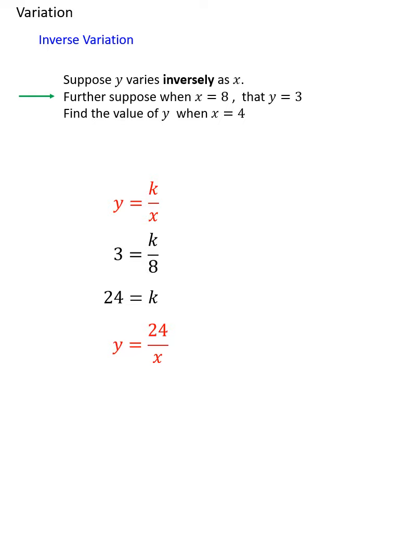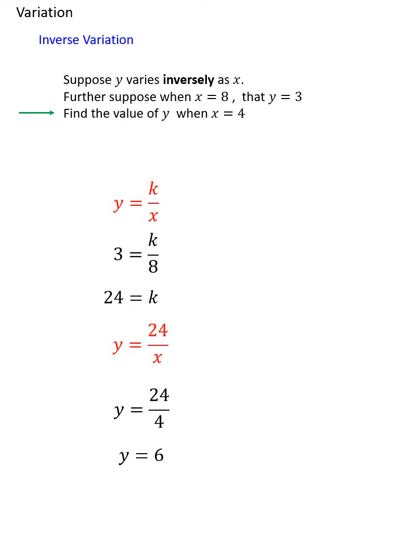Now that I've found k and have my new modified equation, I can answer the question. Notice at the top of the screen you're being asked to find the value of y when x is 4. Well, since this equation must always be satisfied in this situation, I can simply plug in 4 for x and work out y as 6, which came from 24 divided by 4, of course.